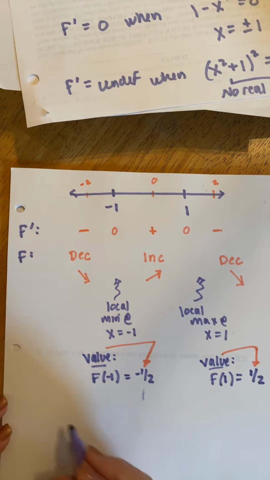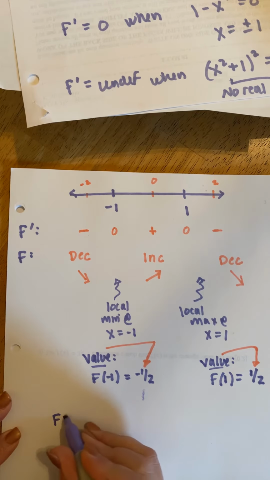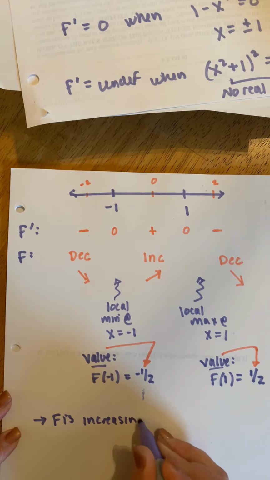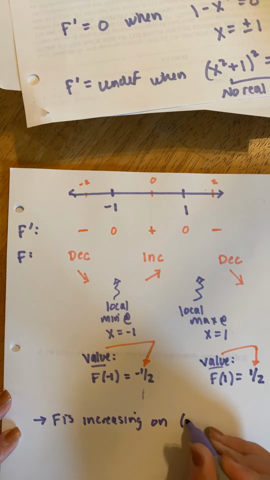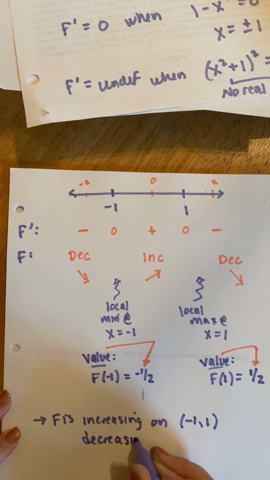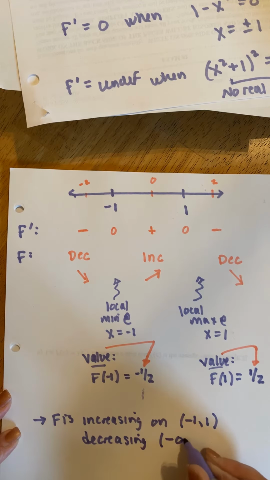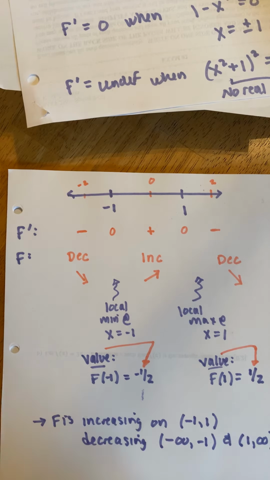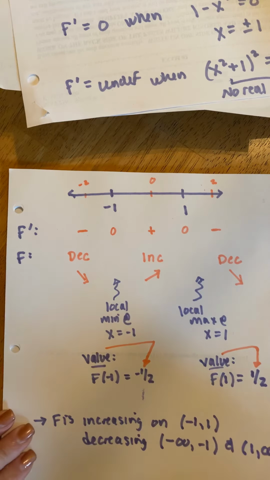And then we can conclude from here, f is increasing between -1 and 1, and it is decreasing to the left of -1 and to the right of 1. So that was practice from the beginning of the section. Now let's look at the concavity and the inflection points.